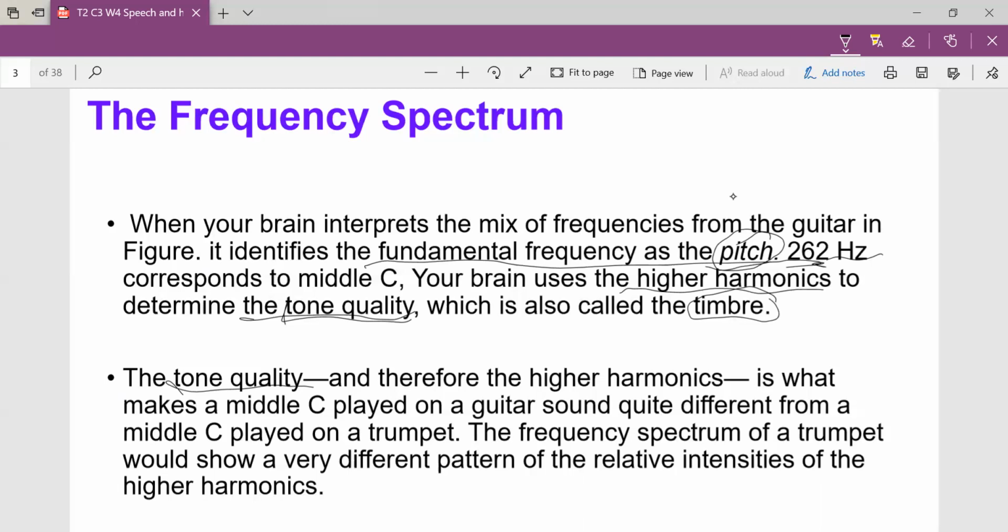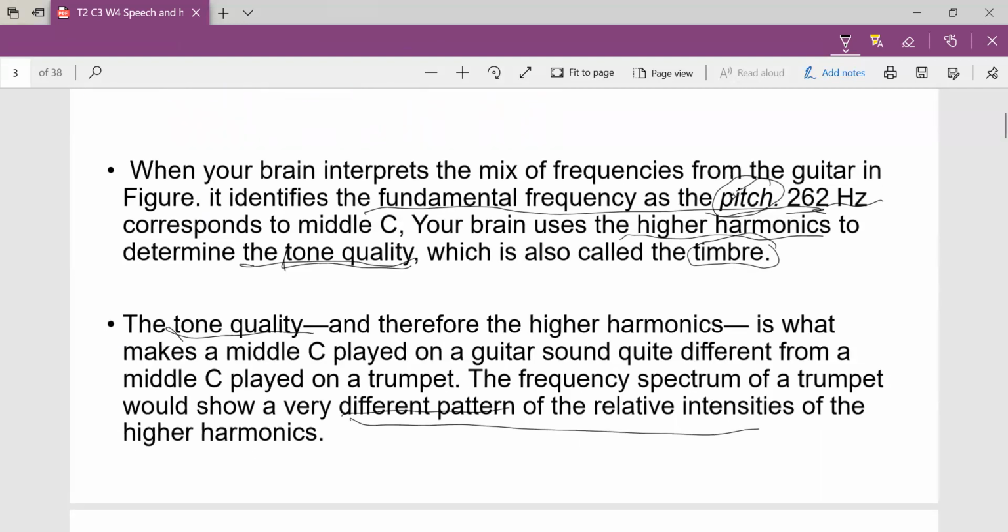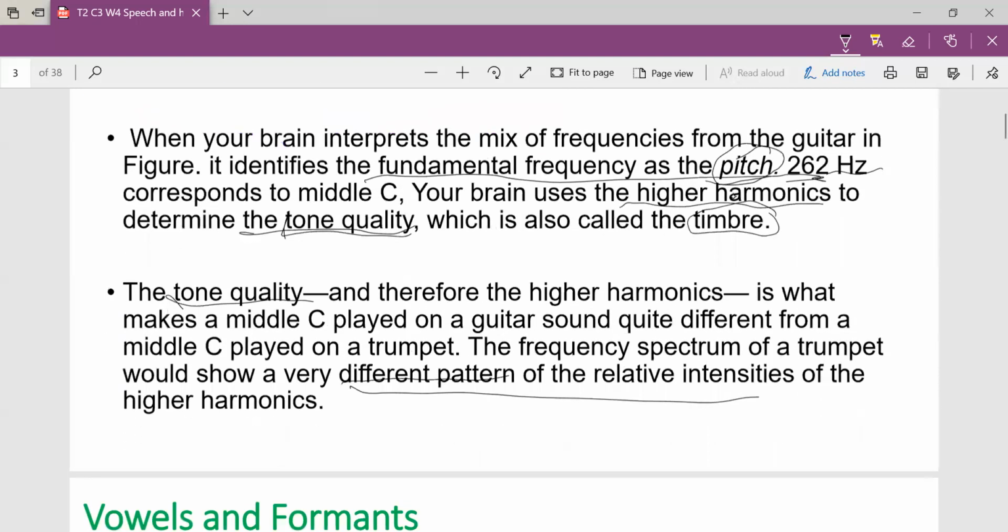And the frequency spectrum of the trumpet will be different from that of the guitar. So you will hear a relatively different sound because of the difference in the pattern of the wave diagram. So you should be able to put those points together to explain the difference distinctly. Okay.